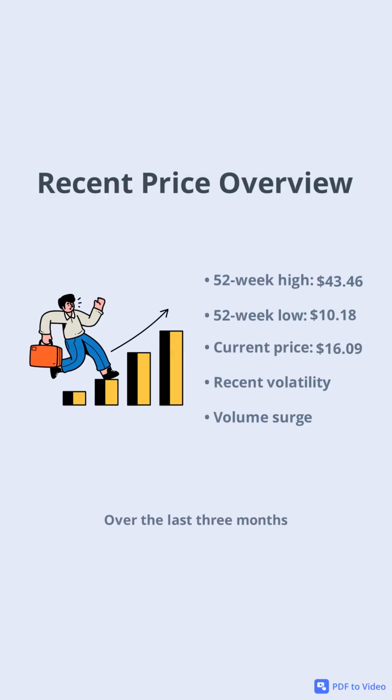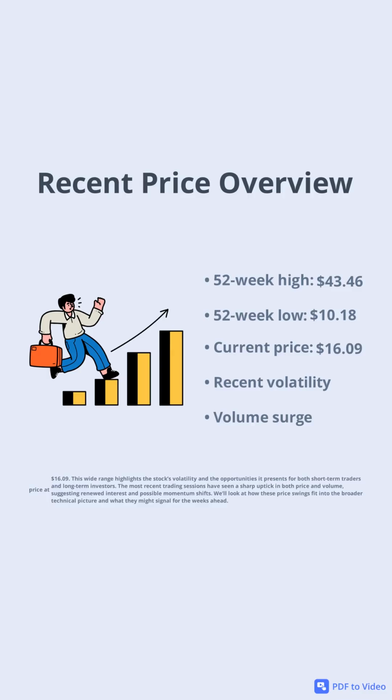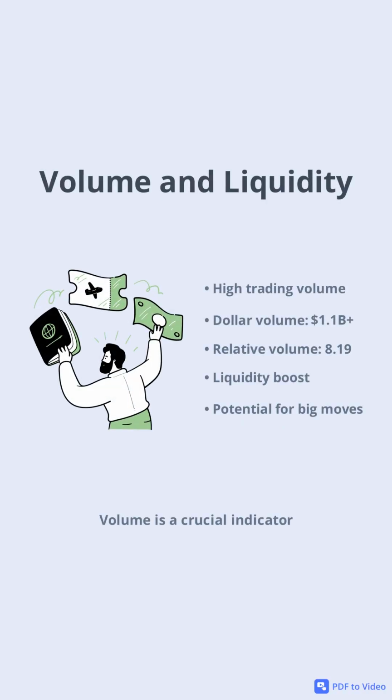Over the last 3 months, DJT's price has fluctuated between a low of $10.18 and a high of $43.46, with the current price at $16.09. This wide range highlights the stock's volatility and the opportunities it presents for both short-term traders and long-term investors. The most recent trading sessions have seen a sharp uptick in both price and volume, suggesting renewed interest and possible momentum shift. We'll look at how these price swings fit into the broader technical picture and what they might signal for the weeks ahead.